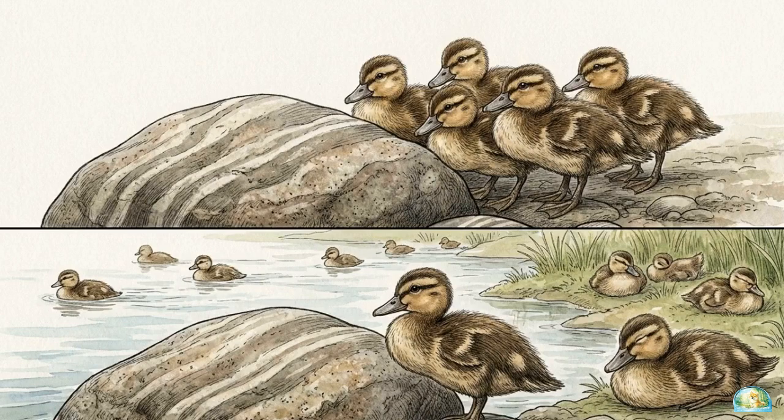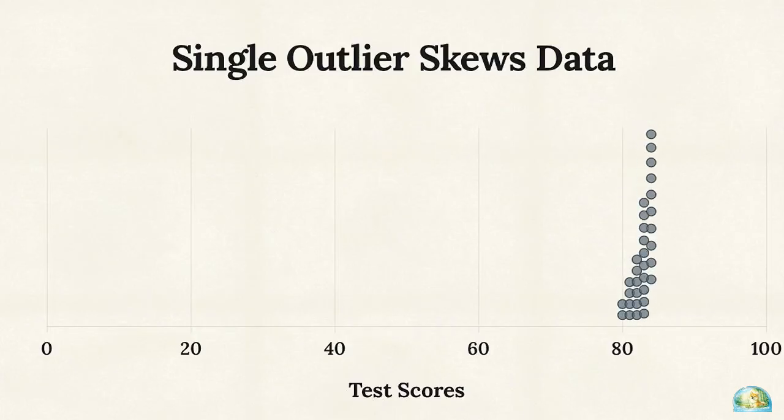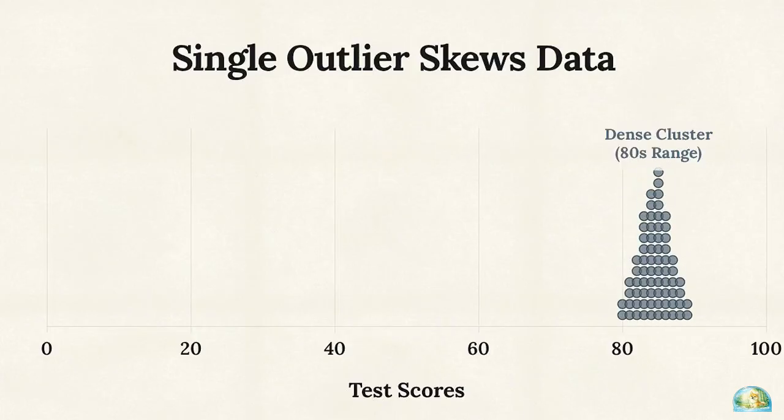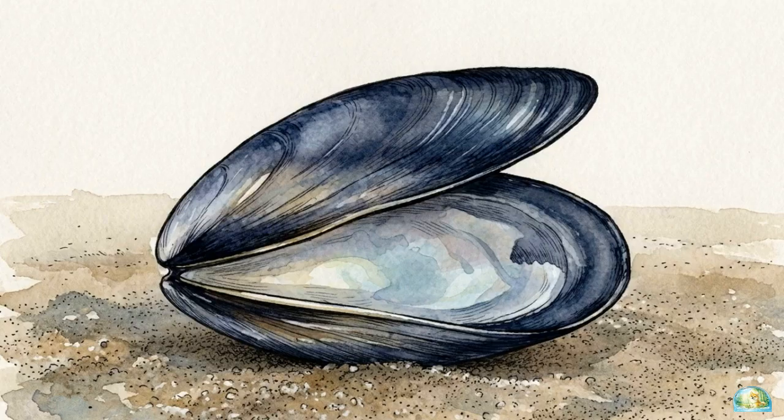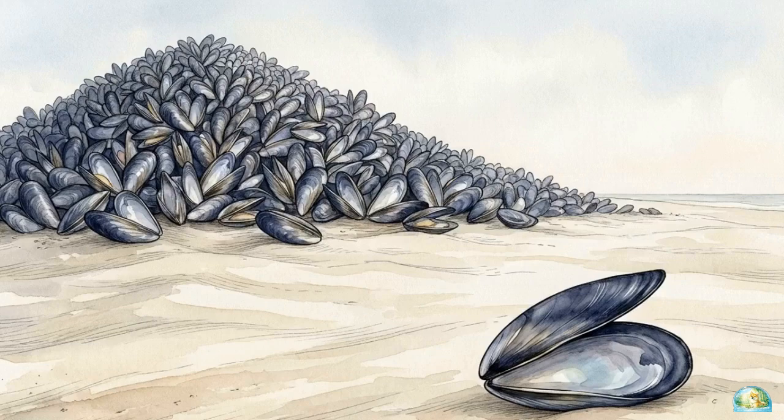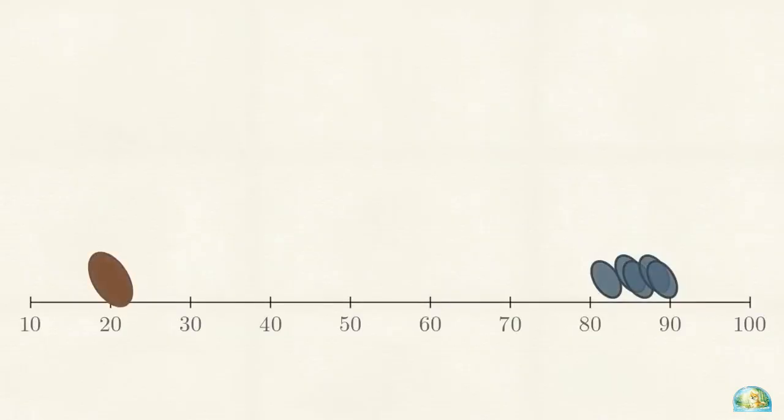In this set of test scores, almost every shell sits in the 80s range, except for one single score down at 20. Consider how that one isolated score changes the way we summarize the performance of the whole group. That score of 20 is an outlier.